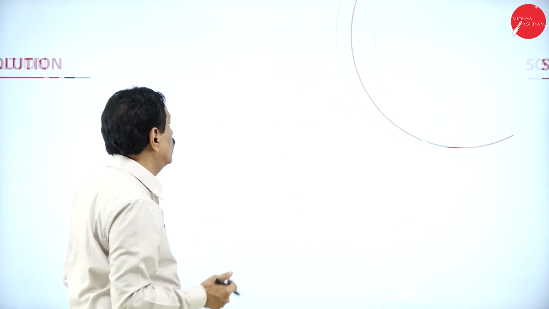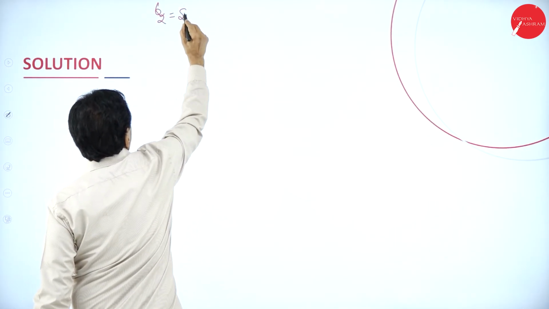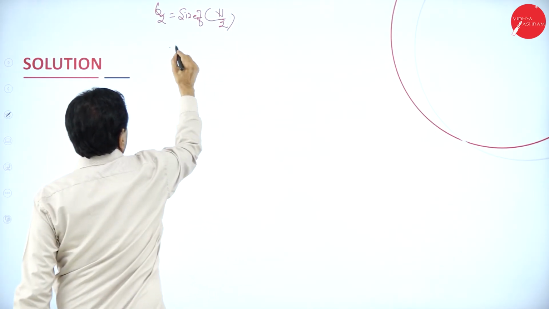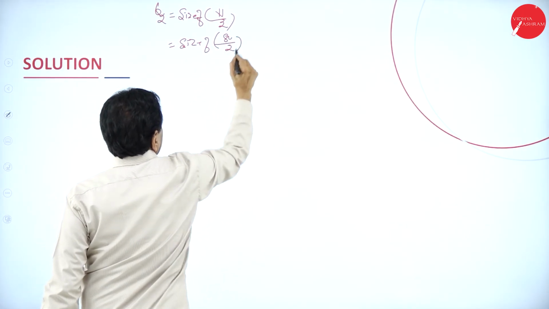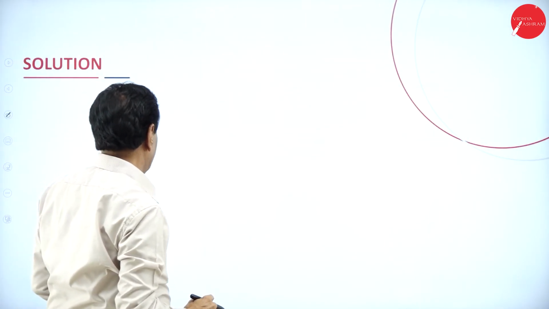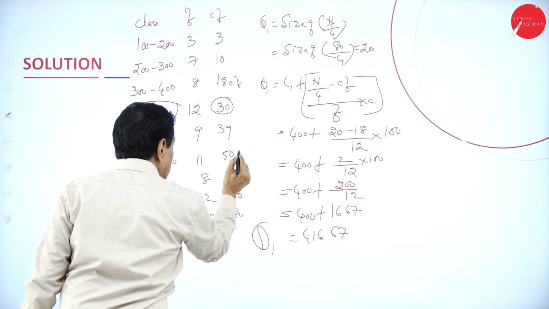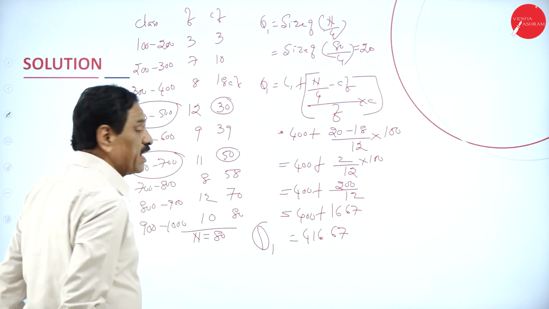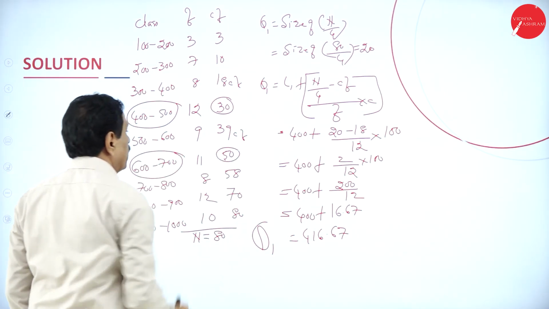Next we'll go to Q2. Q2 is equal to size of N by 2, that is 80 by 2, equal to 40. What is the next step? Find 40 in CF. 40 will come under 50. The range is 600 to 700. CF is 39. Frequency is 11.